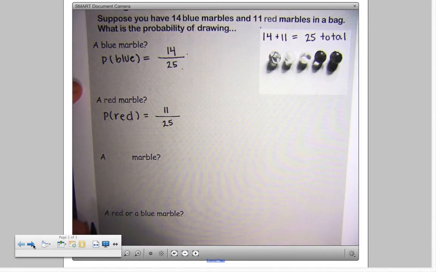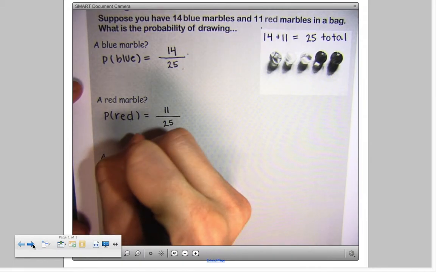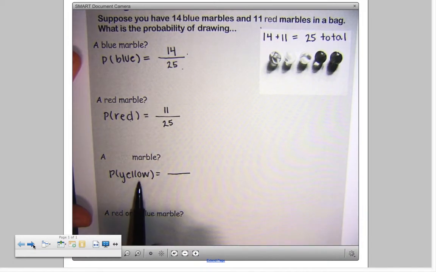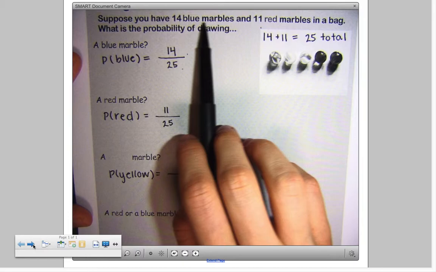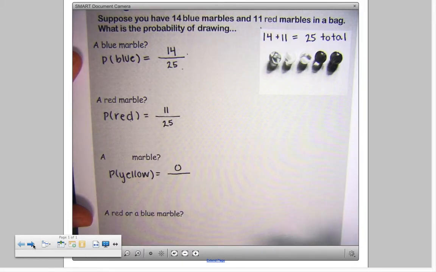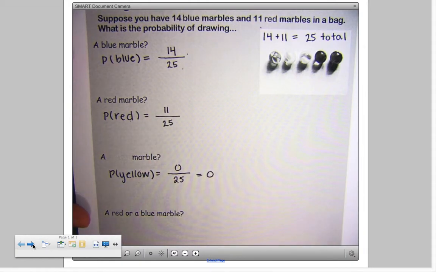Okay, next one, probability of a yellow marble. So probability of yellow. Okay, so I want yellow, but if you come back up here, there's no yellow anywhere in the bag. It's just blue and red. So I have 0 yellow to choose from out of the 25 total, which is just equal to 0. So probability of getting a yellow is 0.